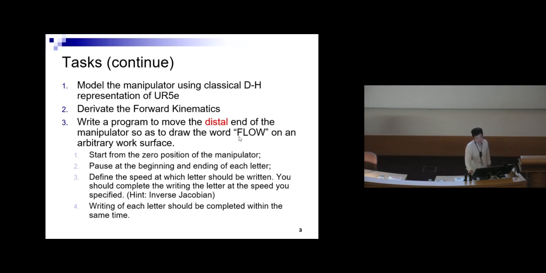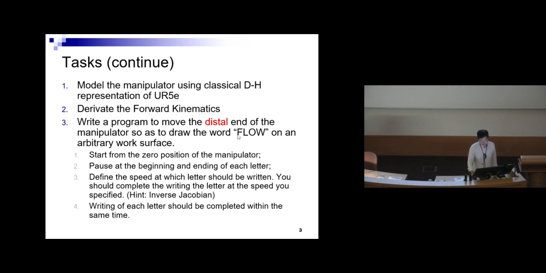There are 4 letters altogether. So you pause and start writing the letter. For F, you can move up, back, and then a second stroke and so on. L will be easier to write, basically just one line and then another perpendicular line. Make sure you pause at the beginning of every letter so that you can continue. And then you should define the speed at which the letter should be written.